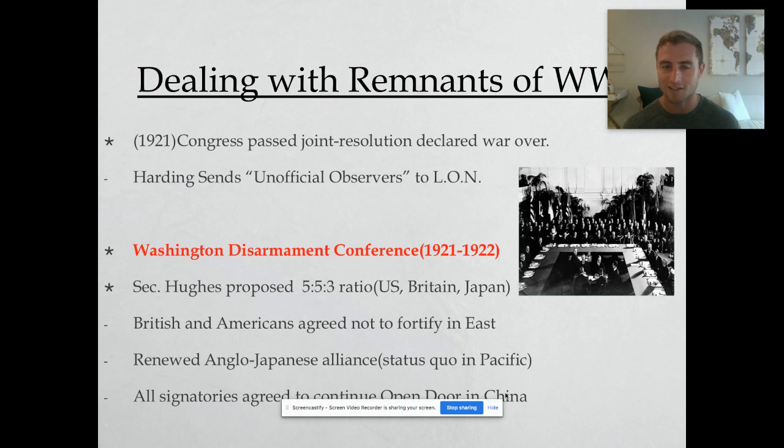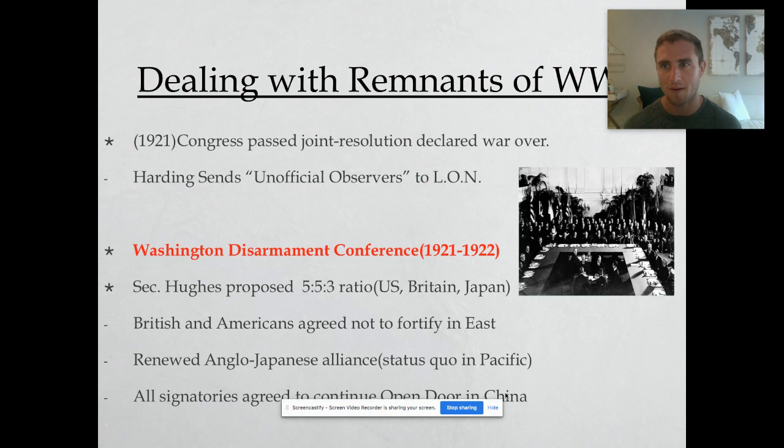Then Harding is going to send unofficial observers to the League of Nations. Nope, we're not part of the League of Nations. We're just observing what's going on there. Kind of a weird scenario over there. And then we have something that epitomizes the 1920s and the 1930s, which is disarmament in isolation.